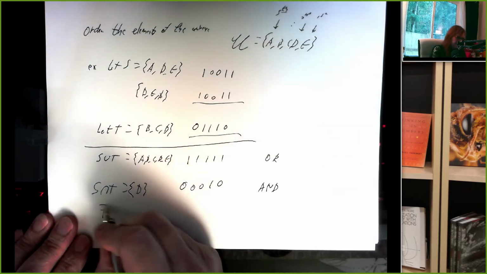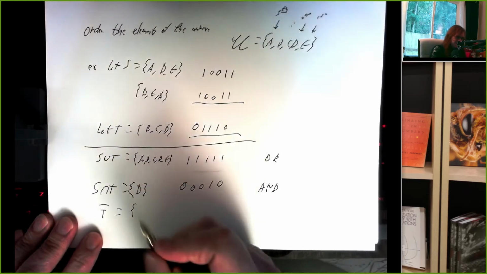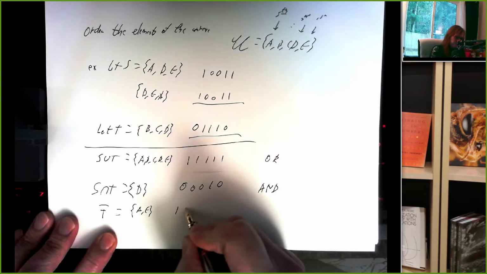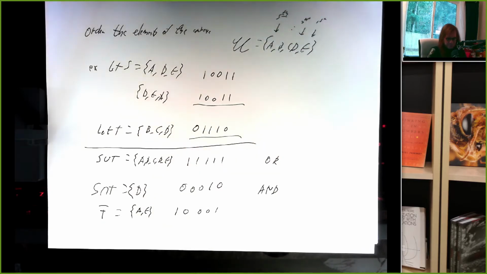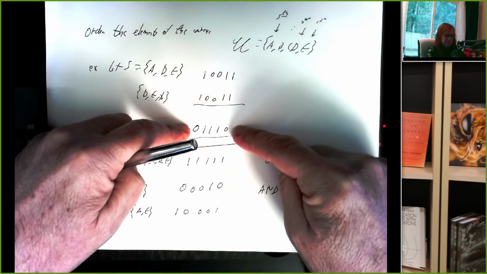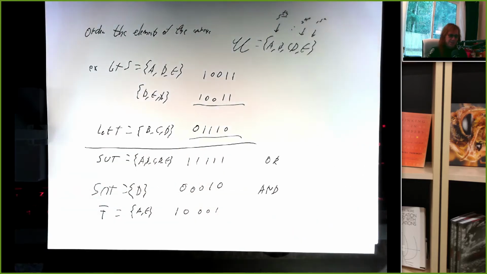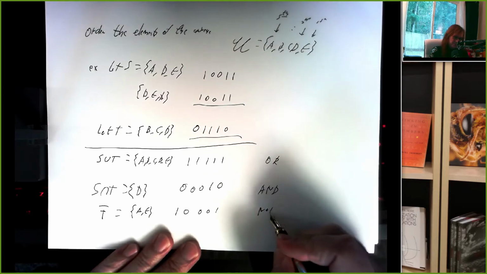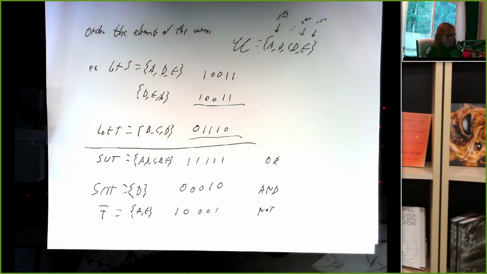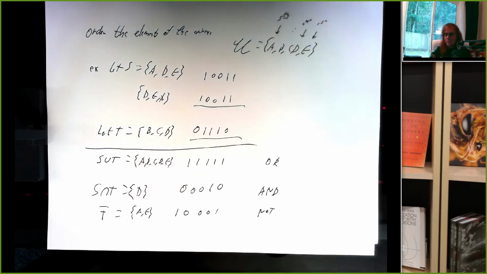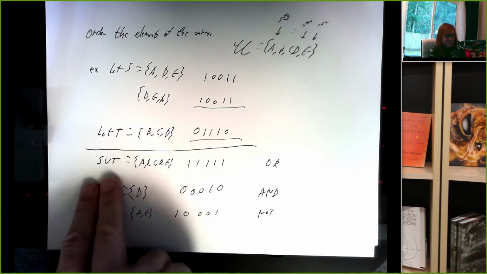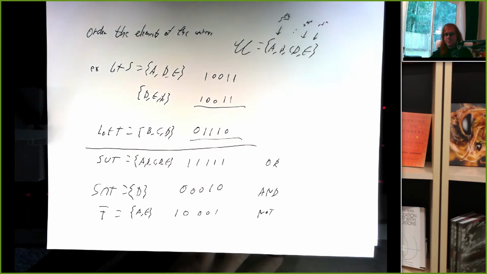And if I wanted to take a complement, so if T is B, C, D, then the complement of T would be A, comma, E, which would be 1, 0, 0, 0, 1. Well, this is just the bitwise complement of that. Take each 0, change it to a 1, take each 1, change it to a 0. So once we make this representation of sets as binary numbers, we can do Boolean operations on these numbers, and those correspond to set operations on the original sets.